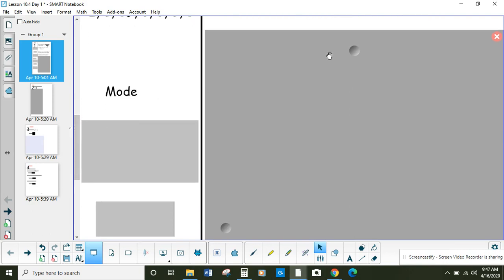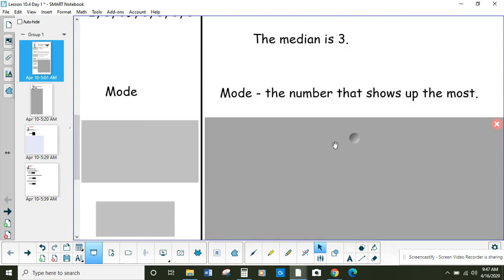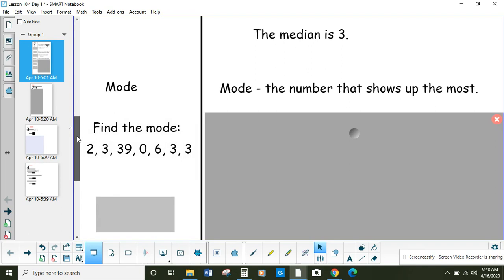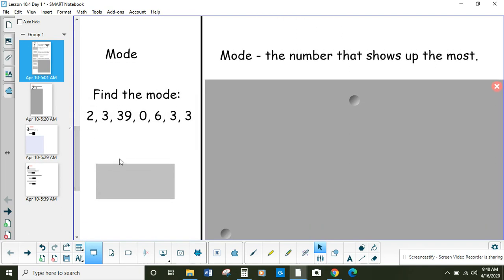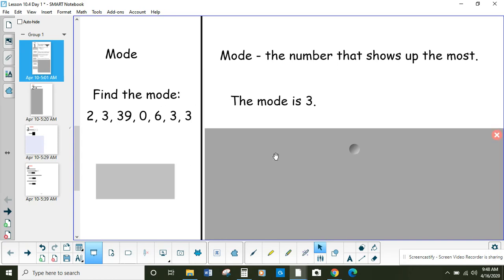Now, mode sounds like most, and that's all it is. For the mode, you're just finding which number shows up the most. So, for example, this data set here, we have 3 3s, 1 2, 1 0, 1 39. So of course we see 3 the most. So 3 is the mode. And we'll talk about what to do if there's a tie here real soon, okay?